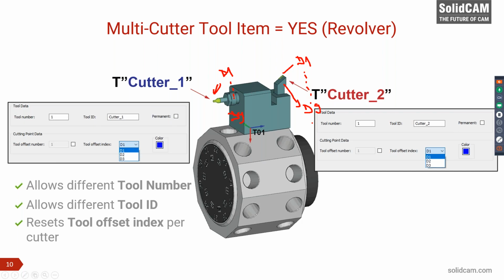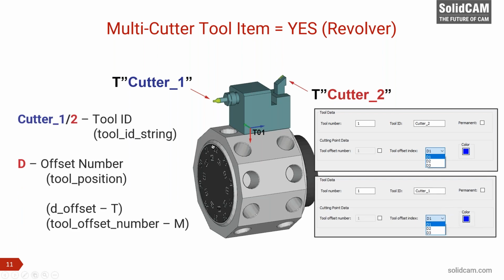But also to make it clear, this option of having it set to yes is not really connected to a controller. For example, even though you have a Siemens, the multi-tool is still optional. So only if you have this option set to yes, you can use it, okay?